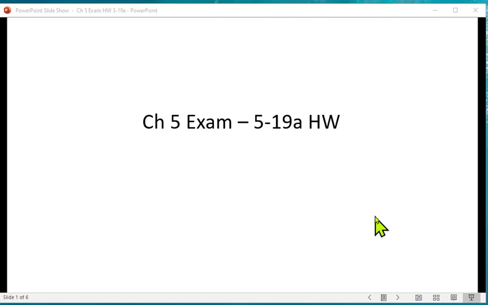Okay, this problem is one of the ones you'll see on the Chapter 5 exam. It's just like your homework problem, 5-19A. So you can review this and you're going to also practice this if you want to. So here we go.